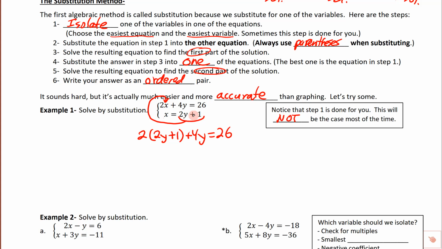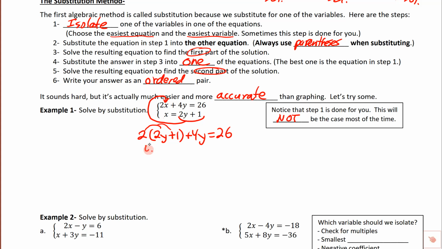Now the reason we do all that is because we can't solve an equation that has 2 variables in it. We can solve equations with 1 variable in them. So once we have it here, this looks like an ugly mess, but at least it's only got 1 variable and we can solve this. We're pretty good at these. So we're going to distribute. We're going to simplify before we solve.